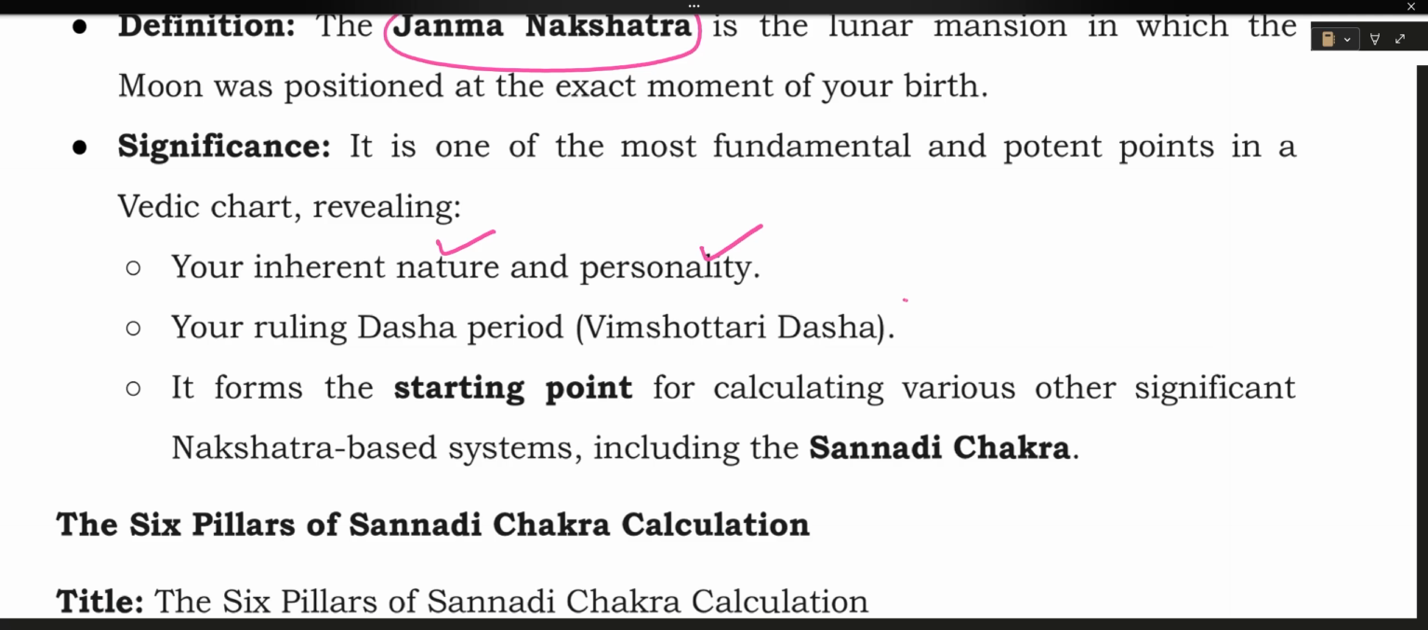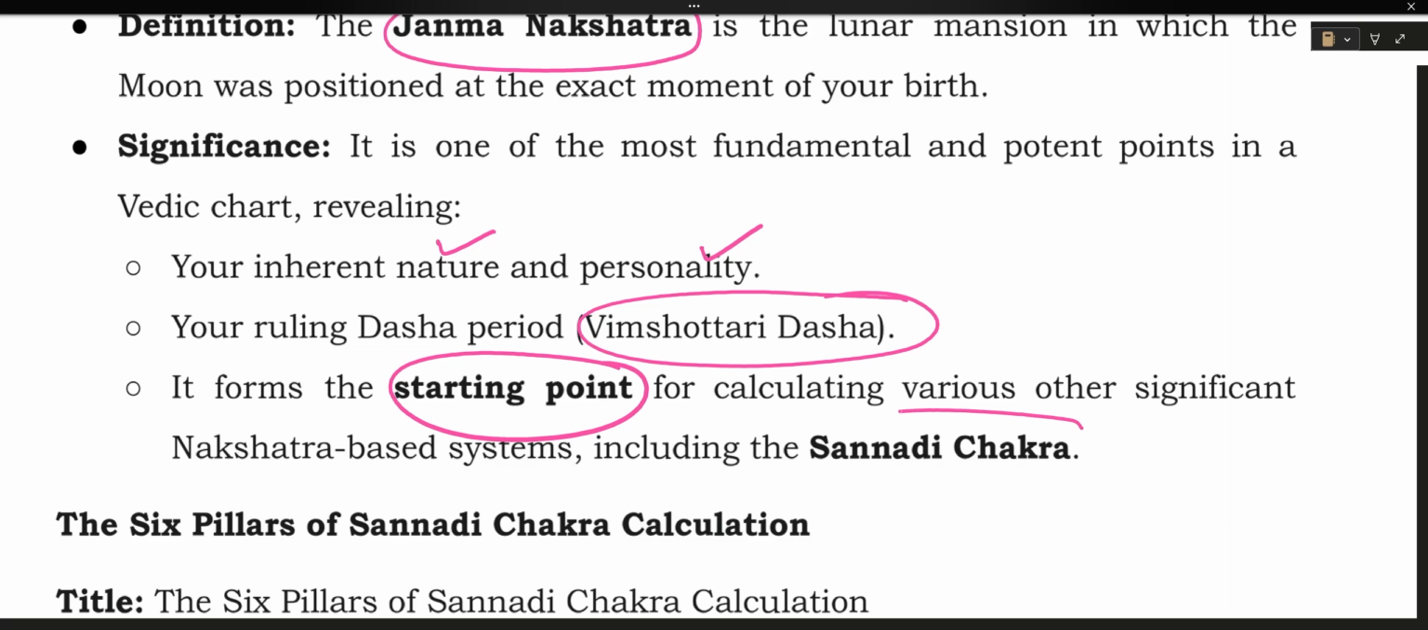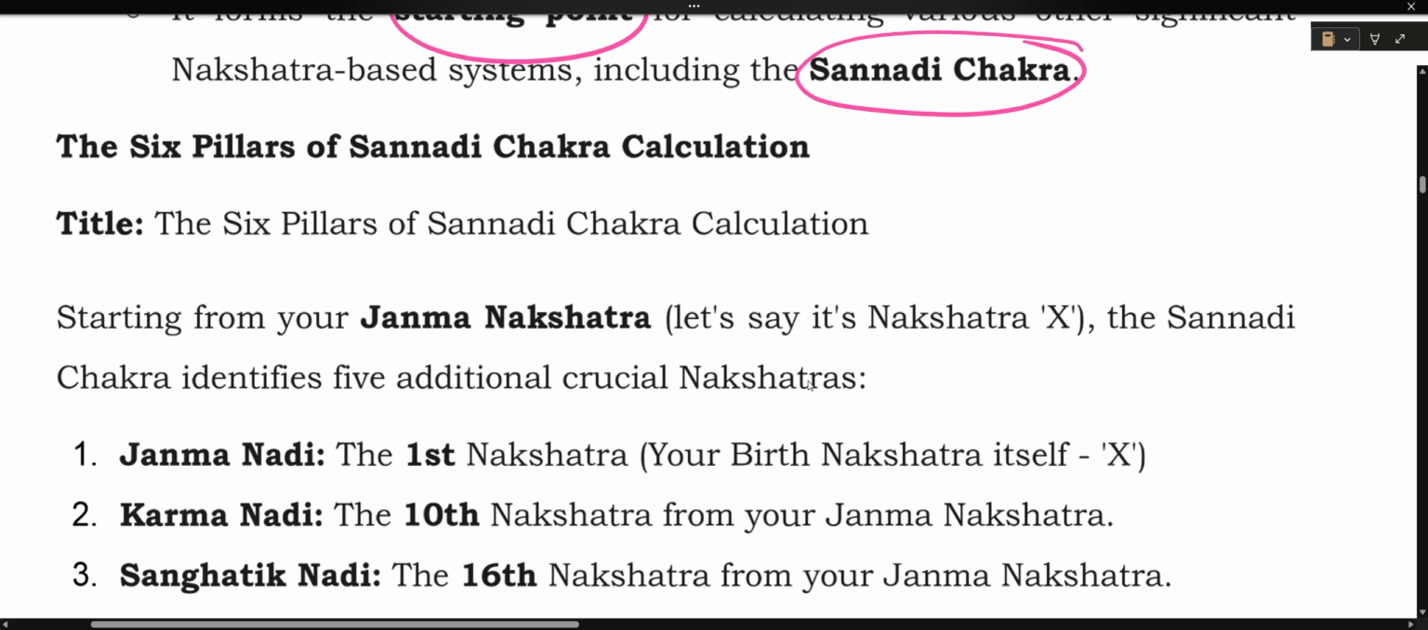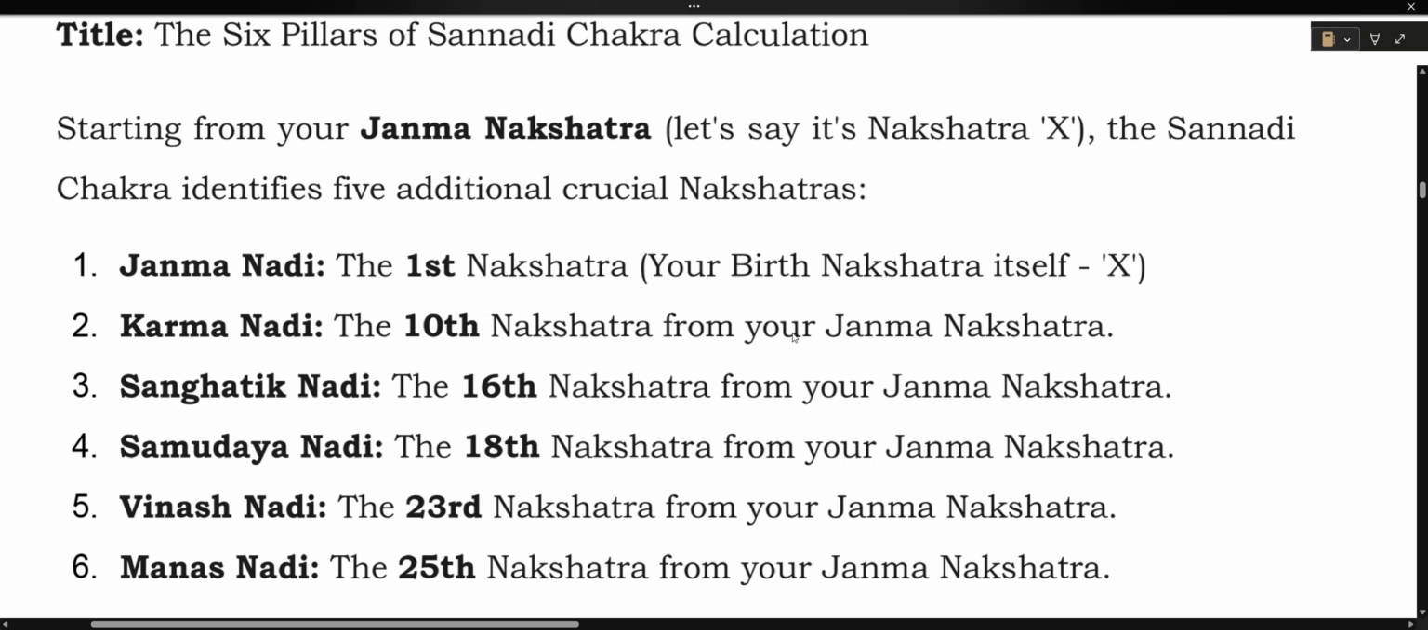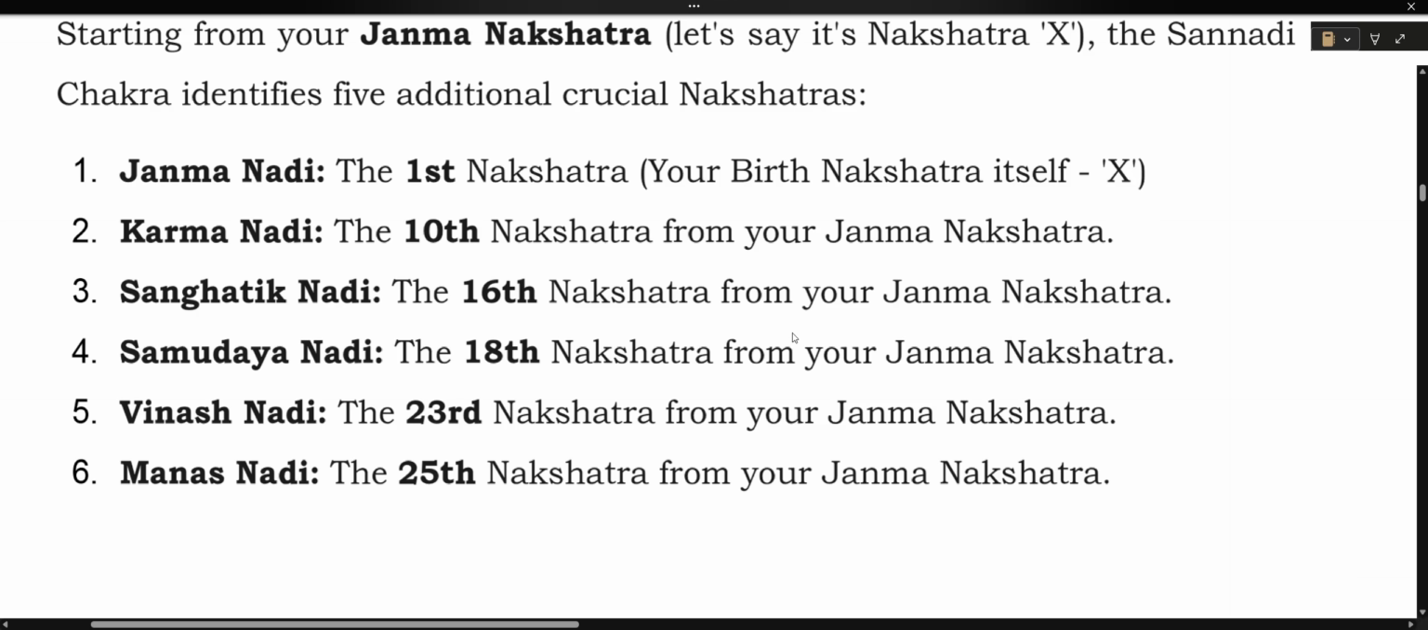So what will be the ruling dasa? As I have already mentioned, whatever star you are born in, that star lord will be the first Vimsattari Mahadasa lord. So from the starting point we have to calculate various significant nakshatra in the Sannadi Chakra. There are 6 different types of nakshatra in the Sannadi Chakra system. As I have already told, Sat Nari means 6 different types of nakshatra constellations. Whenever we say nakshatra, that means a group of stars, making some pattern. So we have to be familiar with that.